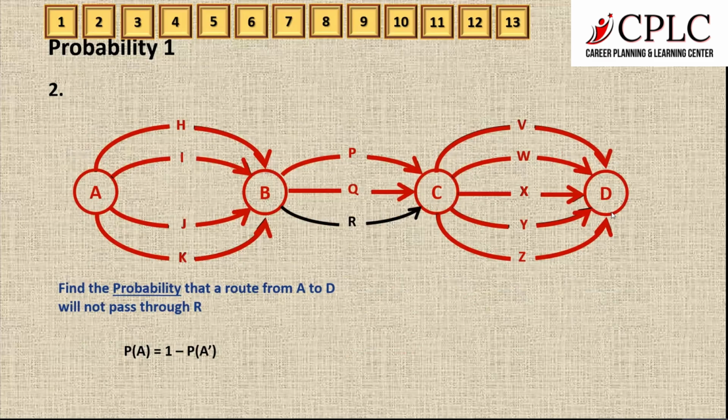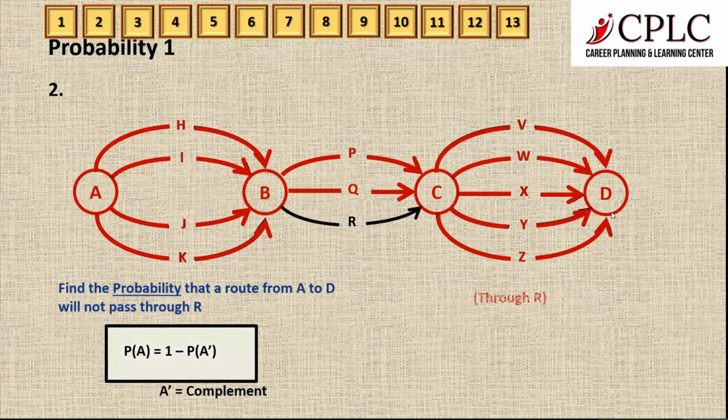Now we can also take A complement part. So what we'll do is we'll find out probability of A is equal to 1 minus probability of A complement. So A complement means we have to take opposite of what is said. So that is not pass through R will become pass through R. So through R, how many routes are there? 4 into 1 into 5, because we are making pass through R. That means it's 20. 20 upon 60. So that is 1 by 3. Now 1 minus 1 by 3 is 2 by 3, hence 2 by 3 is the answer.